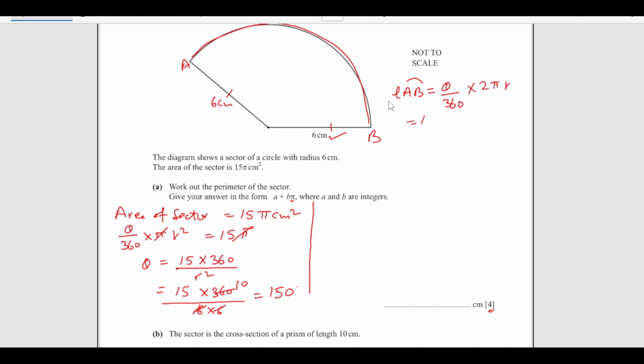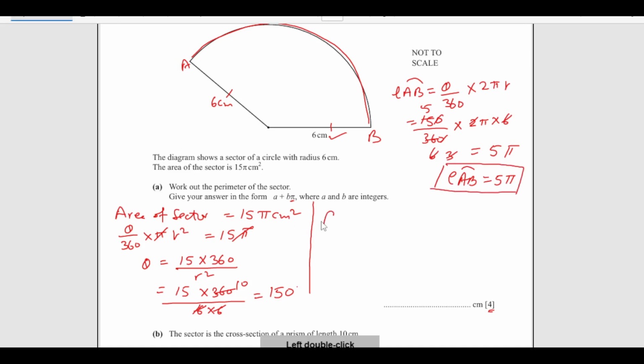So theta is 150, we have just calculated, over 360 into 2 pi, and r is 6. So this is gone. 6 times 6 is 36, and this 2 times 3 is 6, and then 3 times 5. So what are we left here with? With 5 and pi. So length of arc AB is 5 pi, right? So let me just keep it aside.